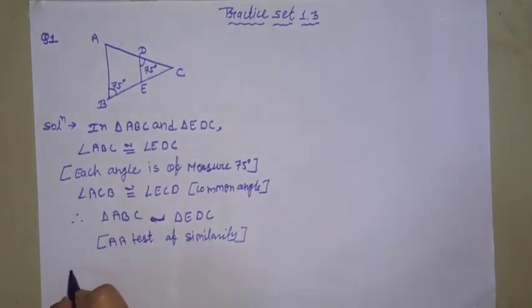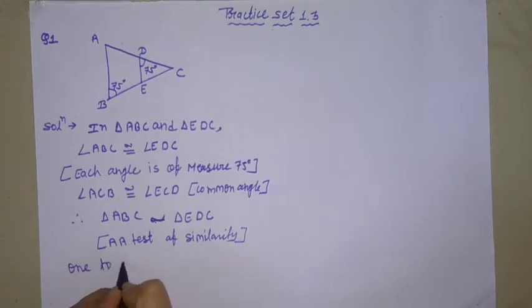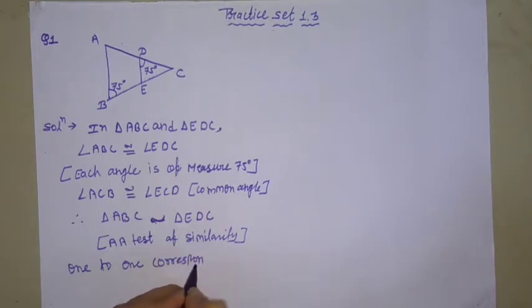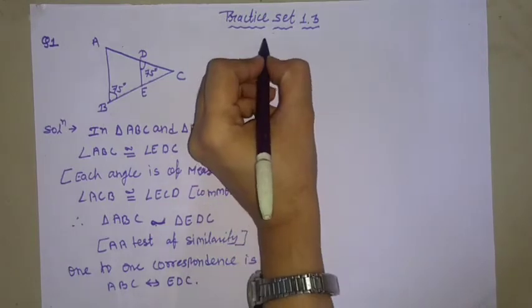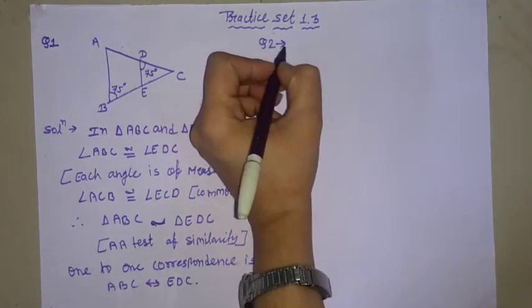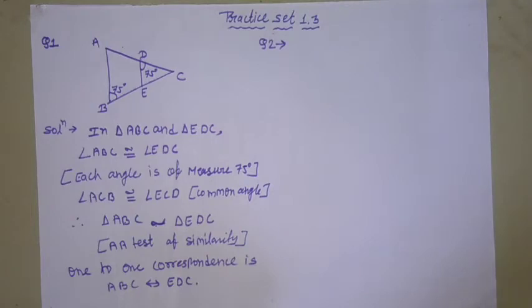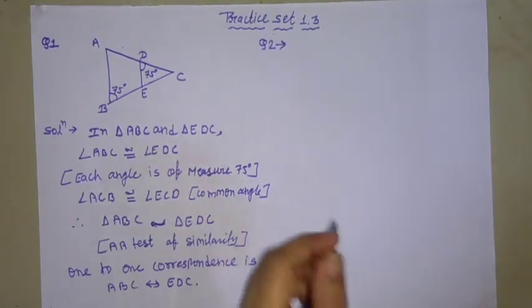One-to-one correspondence is ABC and EDC. Question number 2. Are the triangles in the adjoining figure similar? If yes, by which test?